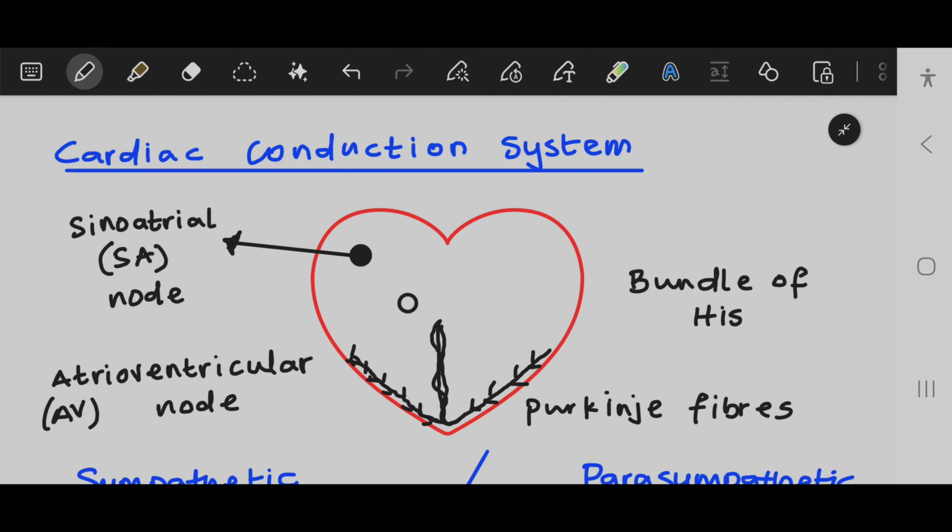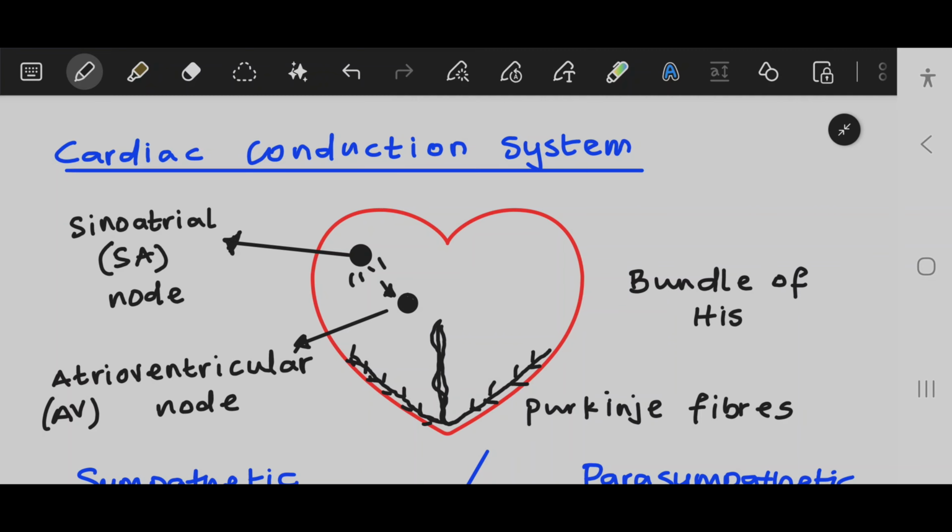So the sinoatrial node releases that impulse. The impulse is released, boom, boom, boom, boom. It travels down to the AV node, the atrioventricular node, which is this node here, found around the separation between the right atrium and the right ventricle. So it's sort of in that middle area between the right atrium and the right ventricle. So this is the AV node.